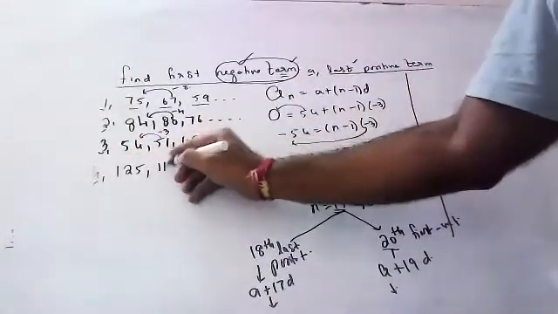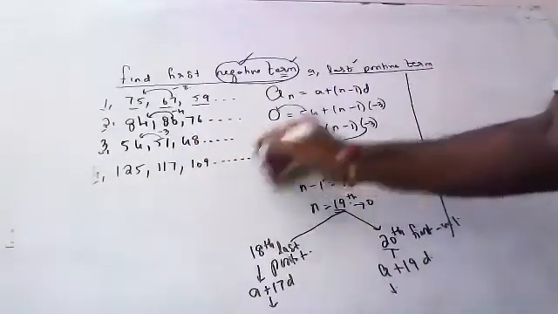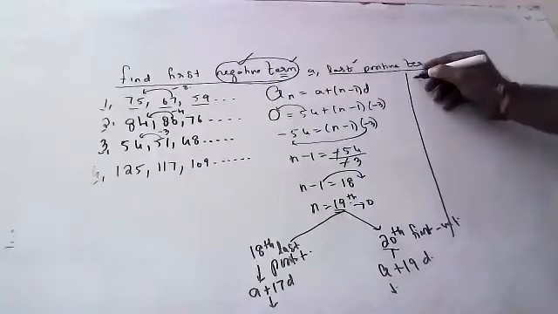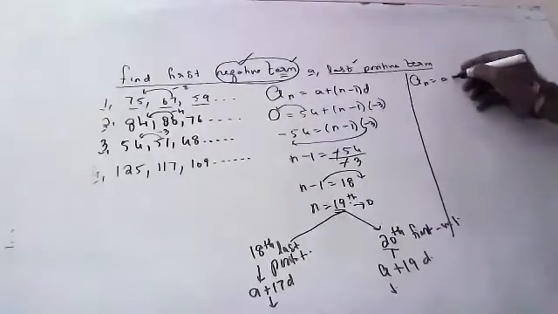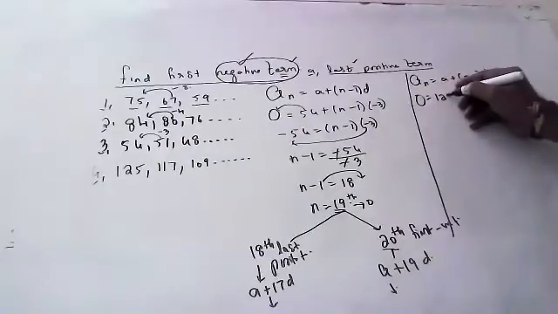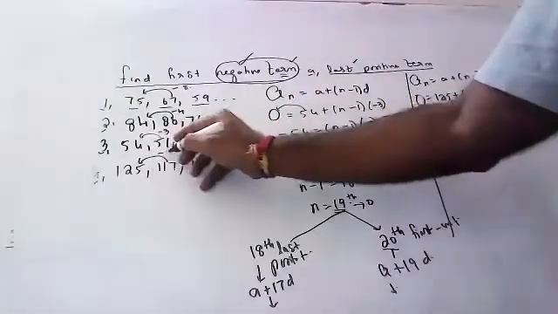125, 117, 109, and so on, which is the first negative term. Procedure is same, children. Last sum, just I'm explaining. An is equal to a plus n minus 1 into d, children. 0 is equal to 125 plus n minus 1, and the common difference turns out to be minus 8, children.